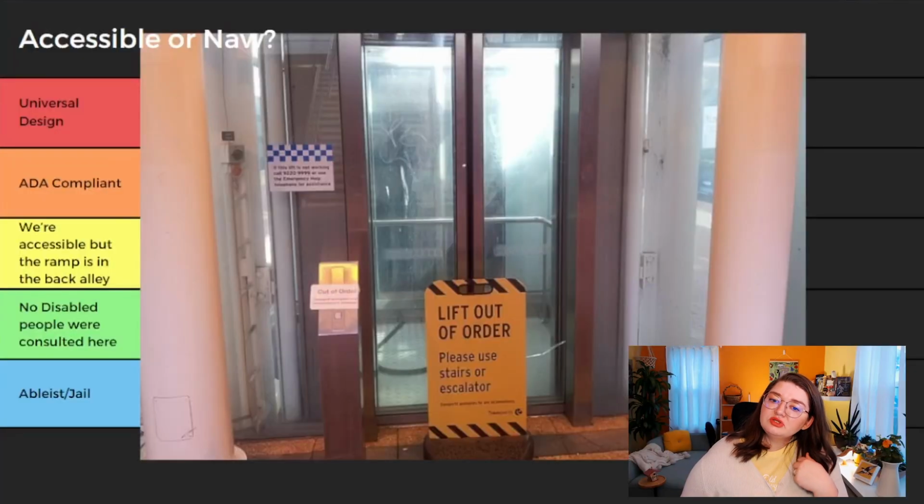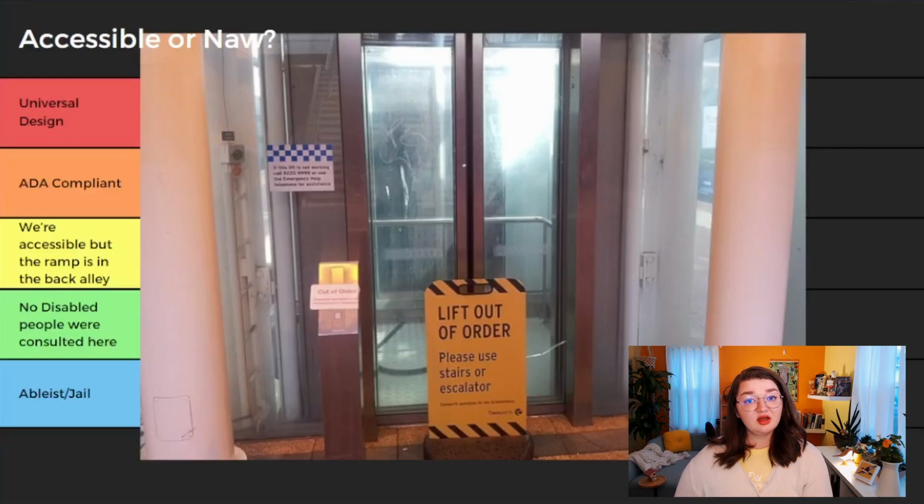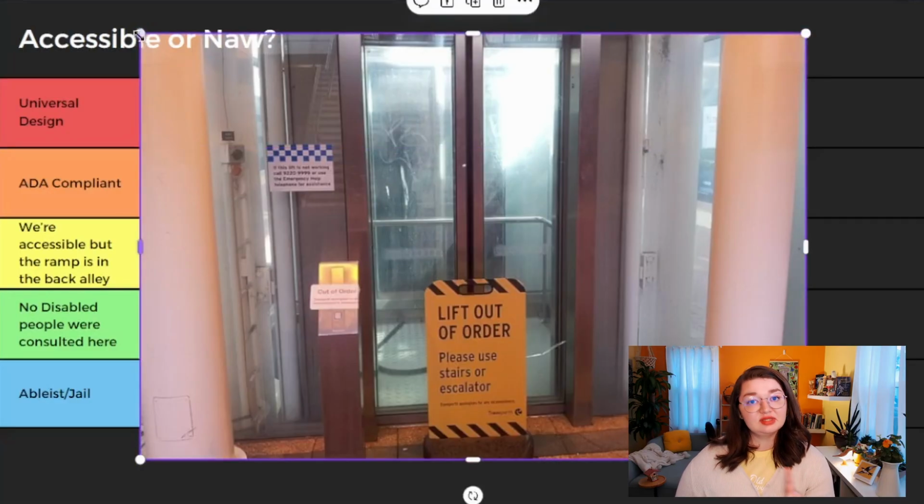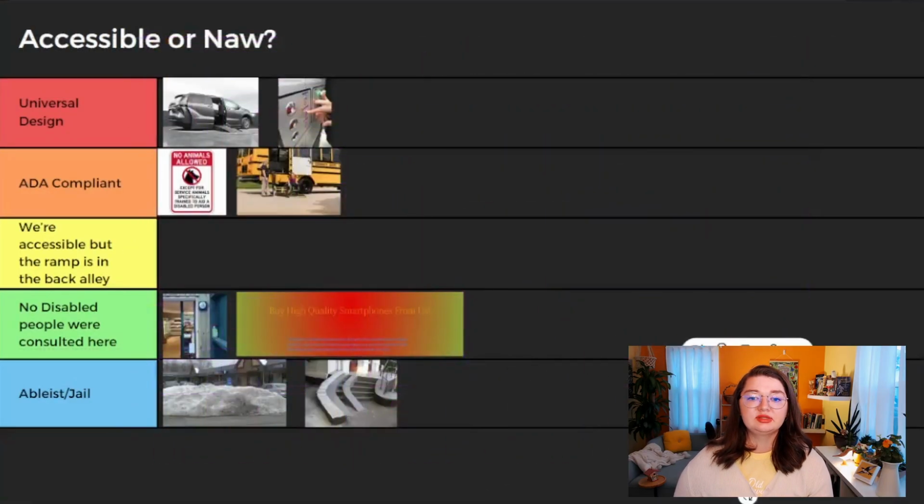I don't know what to do about this one because the lift is there. In theory, the accessibility was thought of and it's there, but it's just out of order. So I think we're going to put this in "we're accessible, but the ramp is in the back alley," because we're accessible, but the lift is currently out of order.